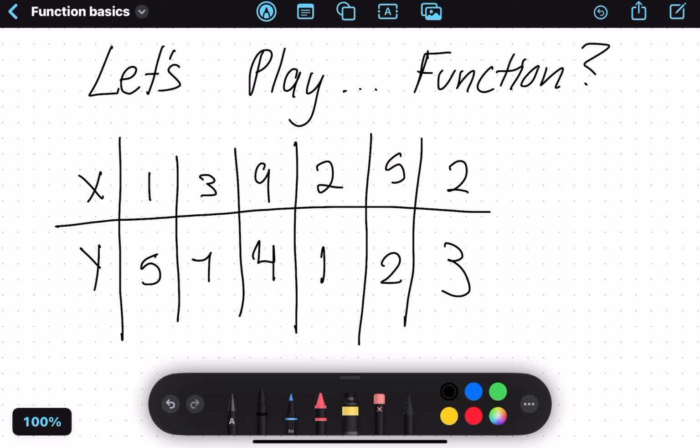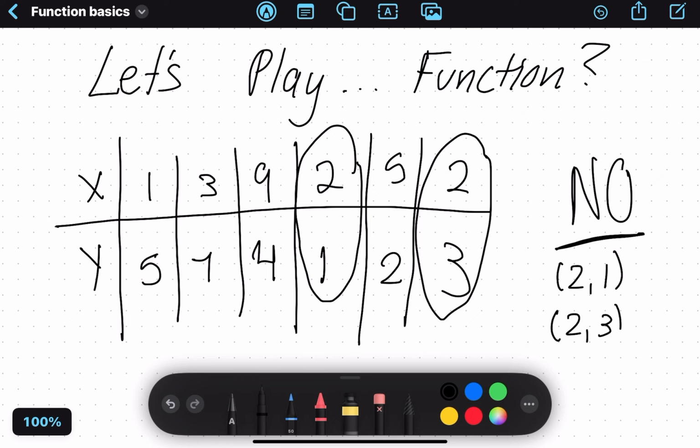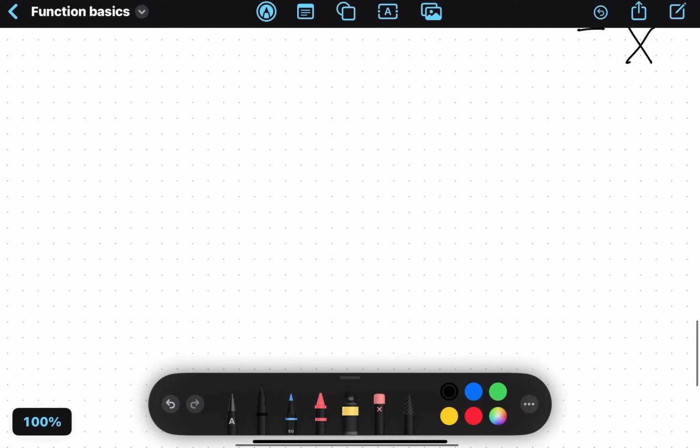Okay, ready? This is not a function. Why? Because we have the coordinate pair (2, 1), and the coordinate pair (2, 3). This means when x equals 2, y can equal 1 or 3. And that's not good. Not a function. Okay, another example.